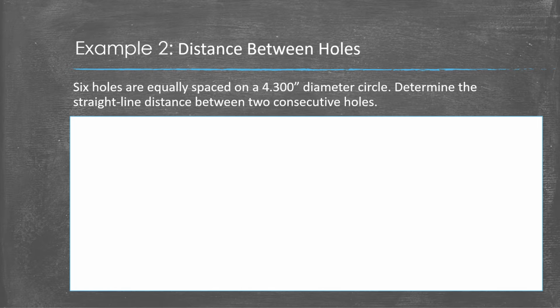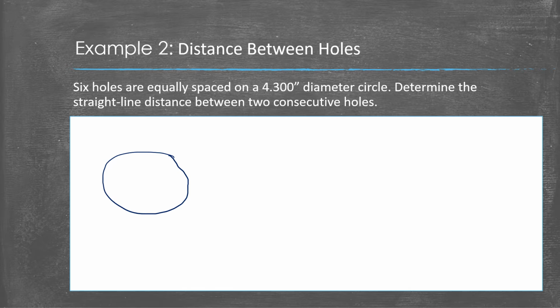In this question, it says 6 holes are equally spaced on a 4.38 inch diameter circle. Determine the straight line distance between two consecutive holes. Now this one I haven't given you a diagram, so we're going to have to draw our own. This could be fun. We'll see how well I do at drawing a circle.